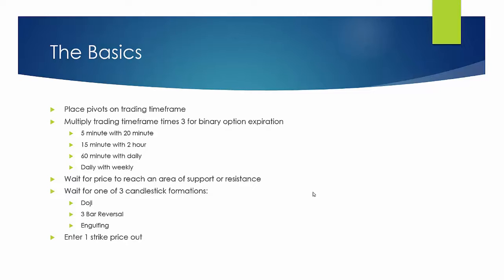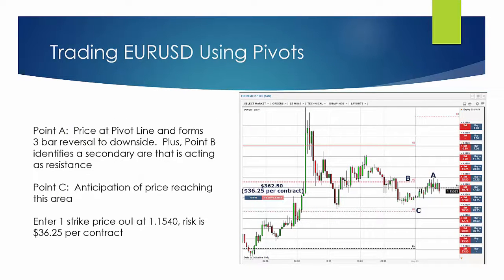You do have to wait for price to reach an area of support or resistance. That means it will either be at a pivot line, support line, or a resistance line. Then you wait for one of the 3 candlestick formations: a doji, a 3-bar reversal, or an engulfing pattern. Once you have that criteria met, you enter one strike price out from the current price. Okay, now that we have the trading strategy guidelines, let's look at a couple of examples.